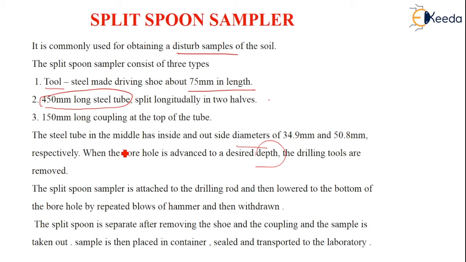Hence, the split spoon sampler is attached to the drilling rod and then it is lowered to the bottom of the borehole by repeated blows of hammer, and then it is withdrawn. The split spoon is separated after removing the shoe and the coupling, and the sample is taken out. The sample is then placed in a container, sealed properly and transported to the laboratory where the experiments are conducted.